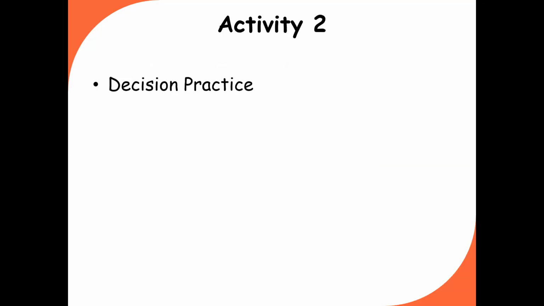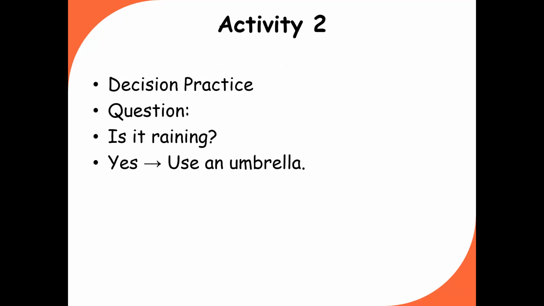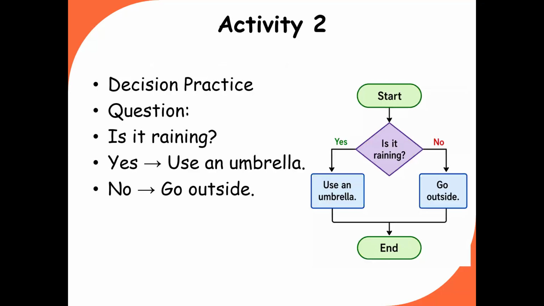Activity number 2, decision practice. Let's practice. The question is, is it raining? If yes, we use an umbrella. If no, we go outside and play, all right? So we have the representation in flowchart. We start with an oval, and the question is it raining? We use a diamond shape.